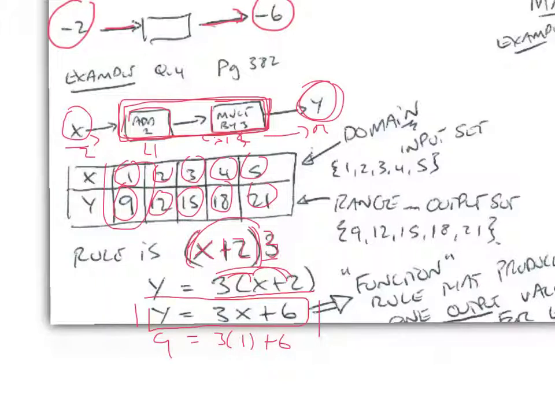Okay, and just a bit of notation. This set of numbers that we input into the machine is known as the domain, and the way I remember that is domain ends in 'in' and input begins with 'in'. That's the input set, 1, 2, 3, 4, and 5. And the output set is known as the range, and they are 9, 12, 15, 18, and 21.